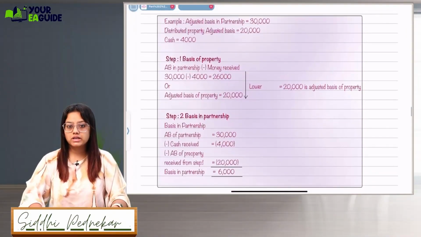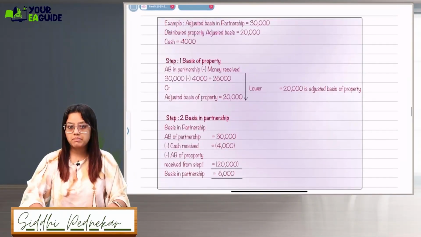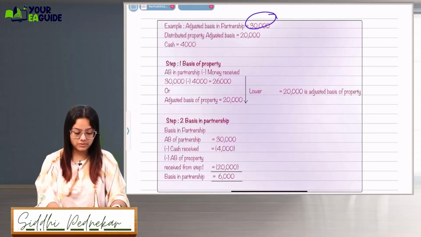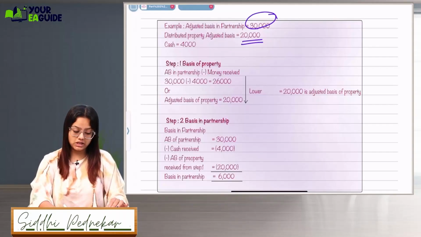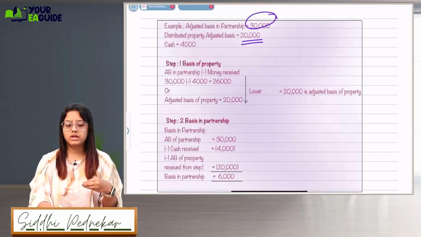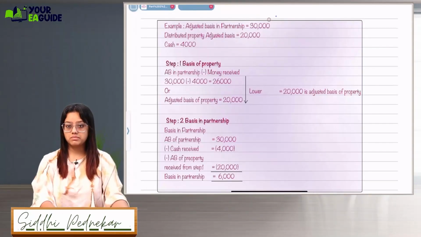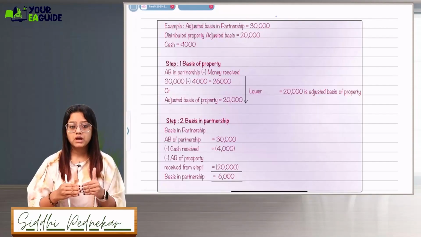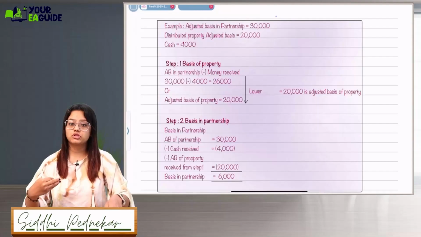Let's take one more example, and here I have mentioned it in a total stepwise manner, so you can just remember the steps. The example: adjusted basis in the partnership is what? 30,000. Distributed property has an adjusted basis of 20,000. Let's say I have an adjusted basis in the partnership firm of 30,000. My partner's capital adjusted basis at the end of the year is 30,000. At that time, I receive a distribution of property of 20,000. Also, I have received a distribution of cash of 4,000.